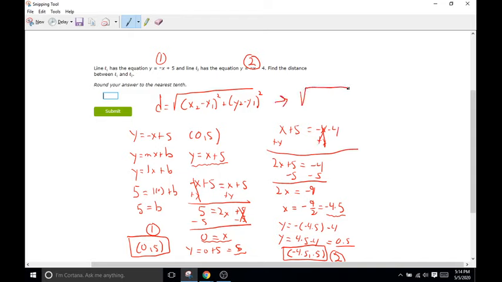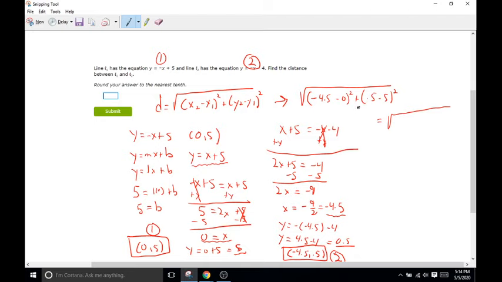So we'll have the square root of, and I'll do point 1 as my x1 comma y1, and I'll do point 2 as x2 comma y2. So parentheses, x2 is going to be, I'm sorry, negative 4.5, and then minus 0, squared, plus y2, which is 0.5, minus 5, all squared. Okay, that's going to equal negative 4.5 minus 0 squared.